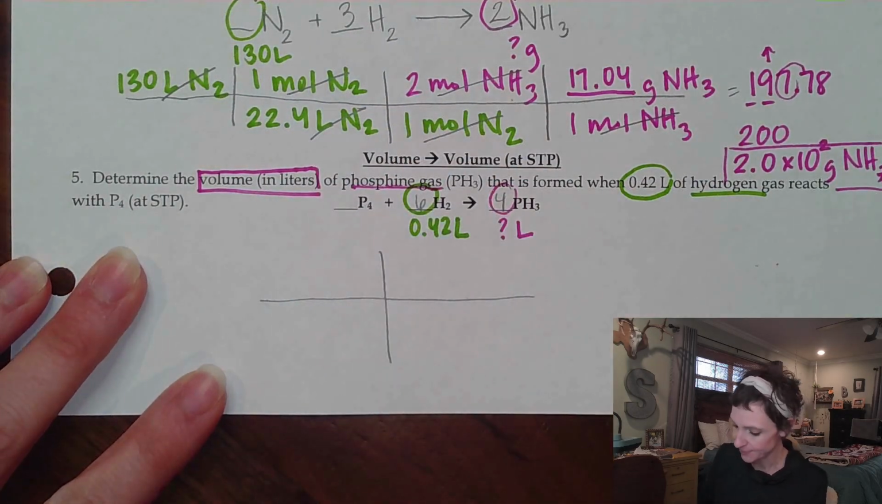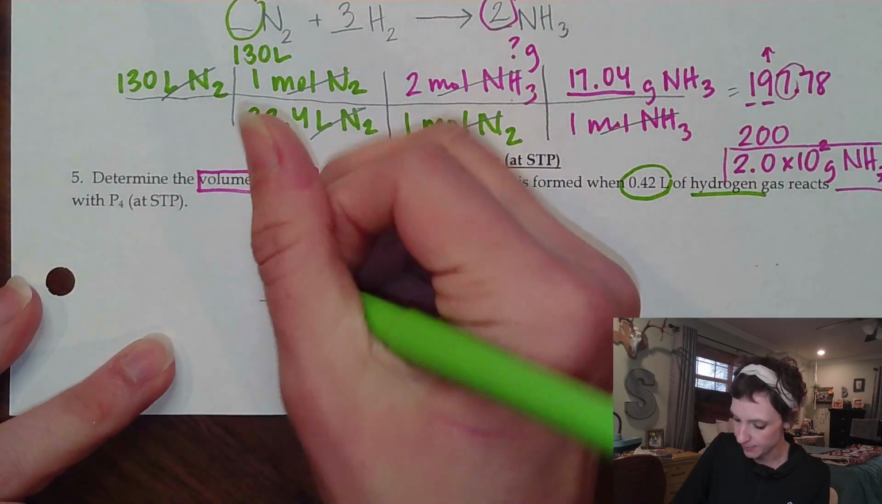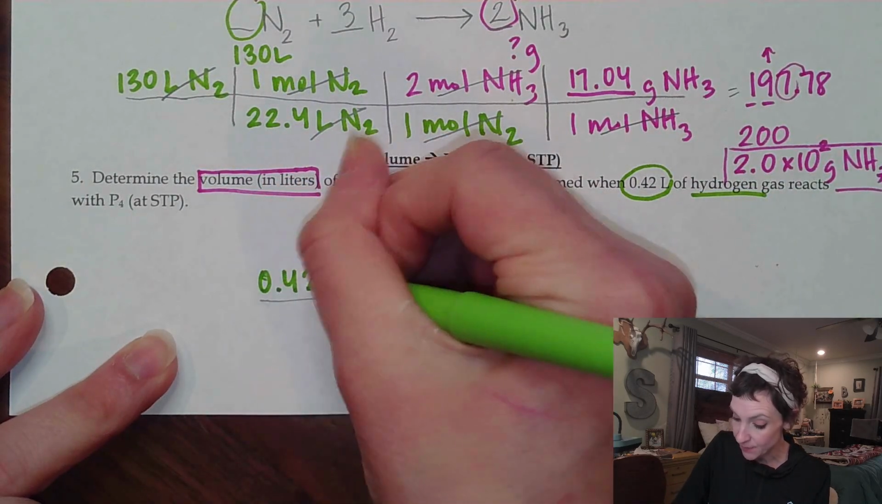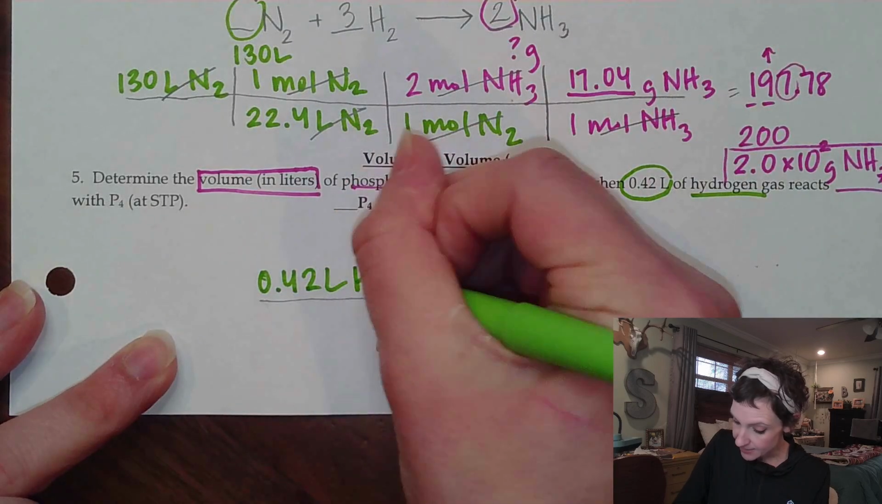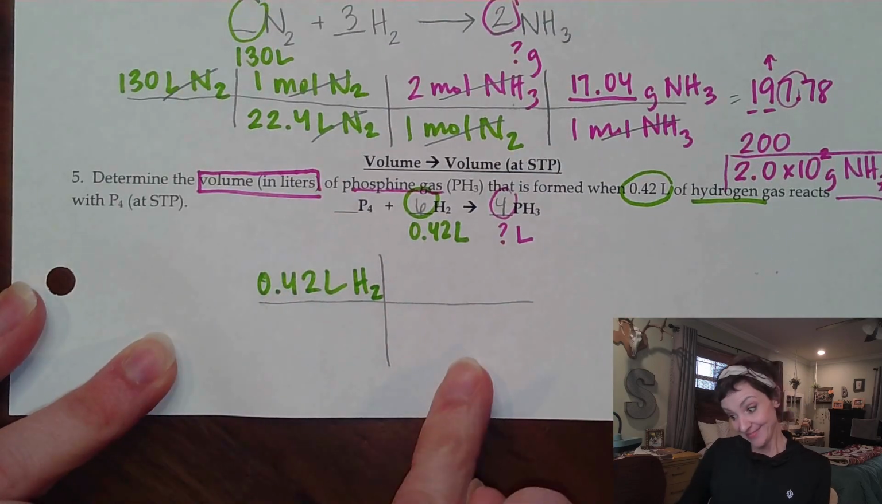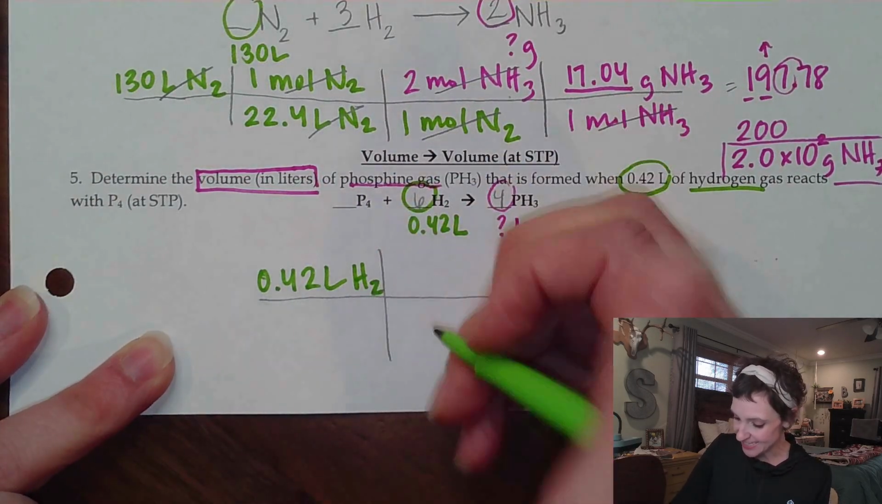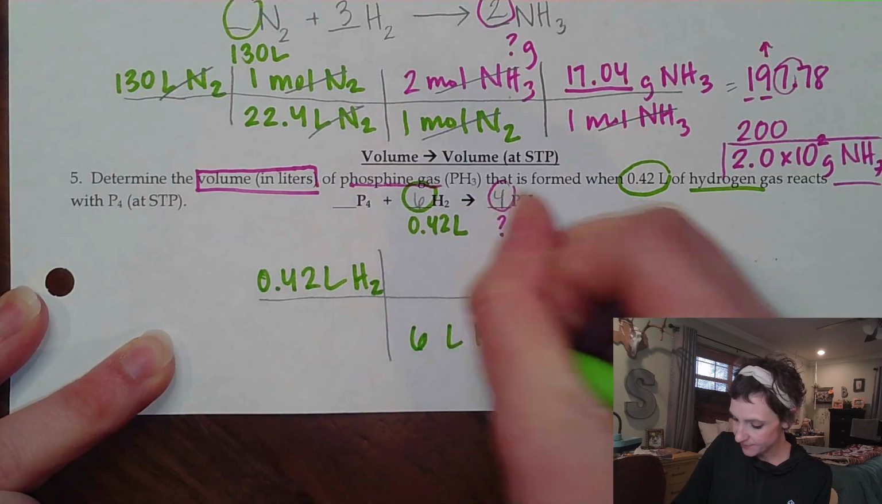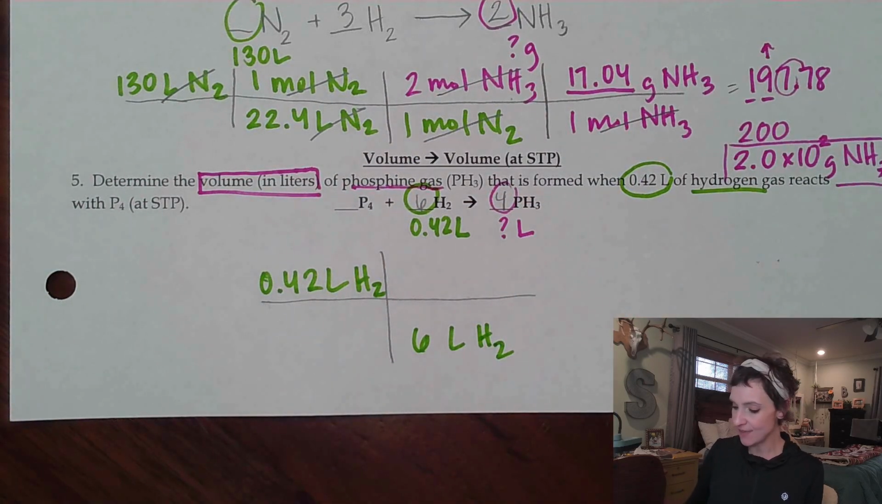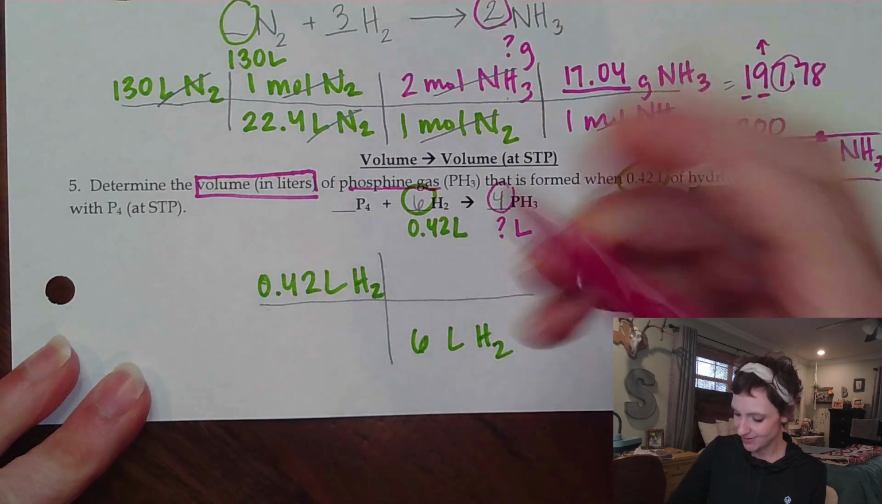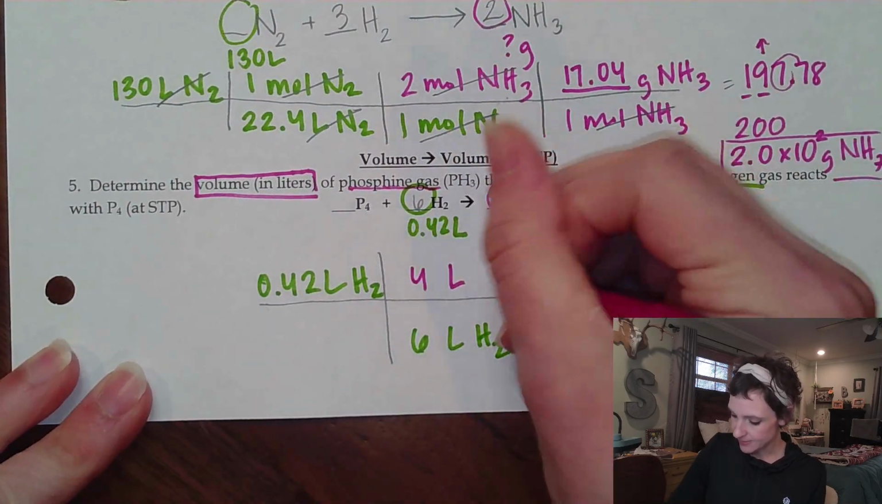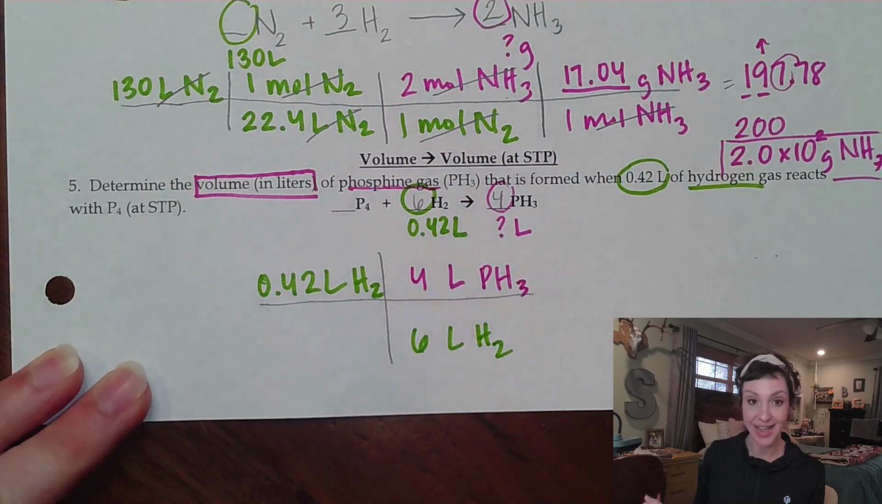Okay, here we go. These are always real short problems. It makes me super happy. My given is 0.42 liters of hydrogen, right? We are ready for that mole ratio, volume ratio, which tells me that there are 6 liters of hydrogen gas for every 4 liters of this phosphine gas.